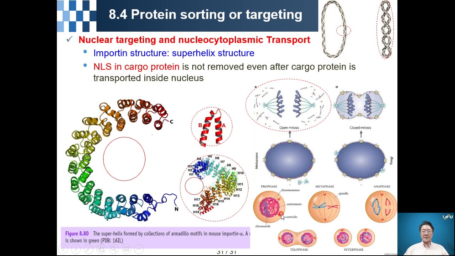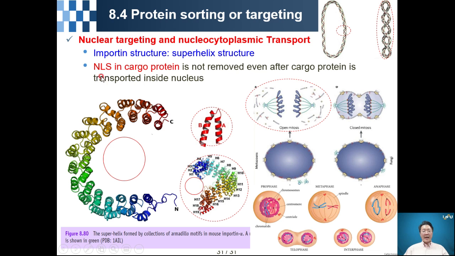For example, this is the nucleus. During prophase and metaphase, the nuclear membrane disappears. This is recorded as open mitosis. But during telophase, the nuclear membrane appears again like this.